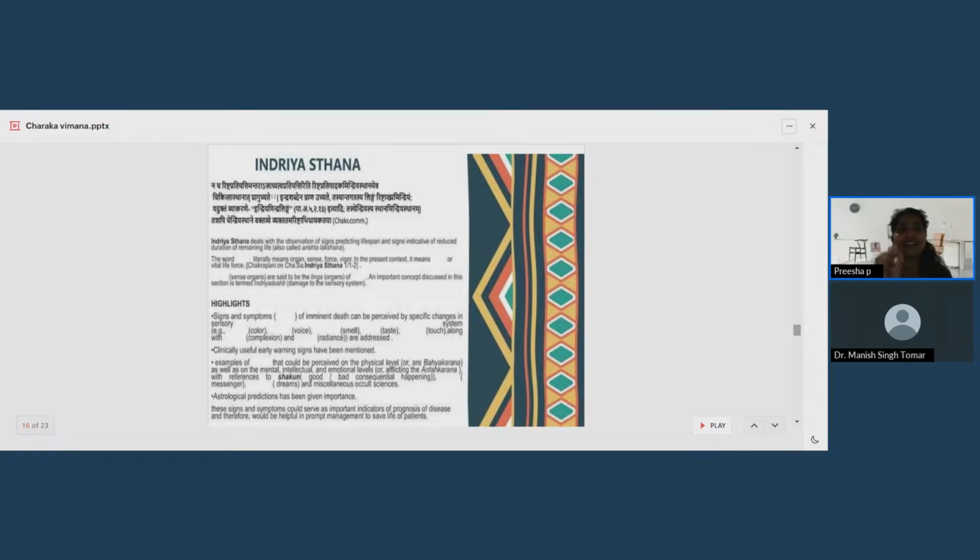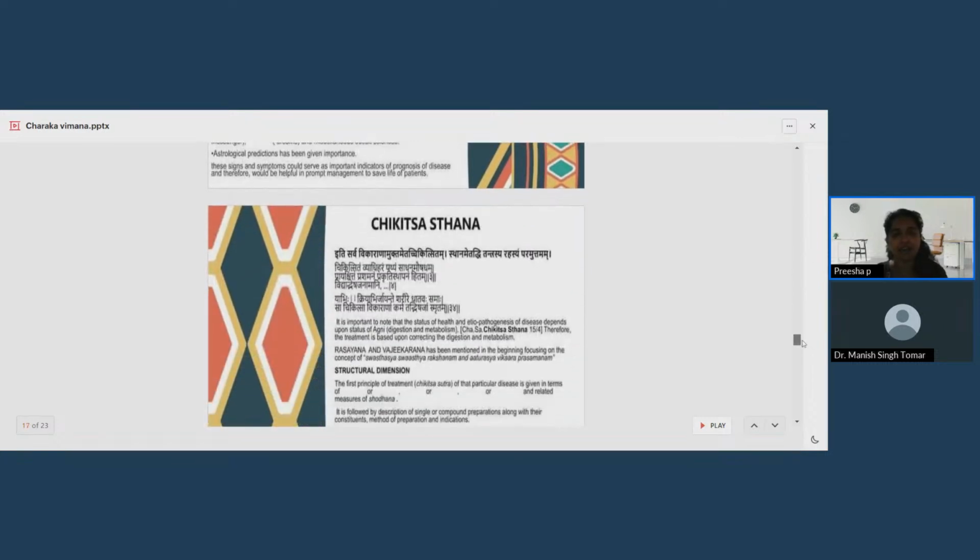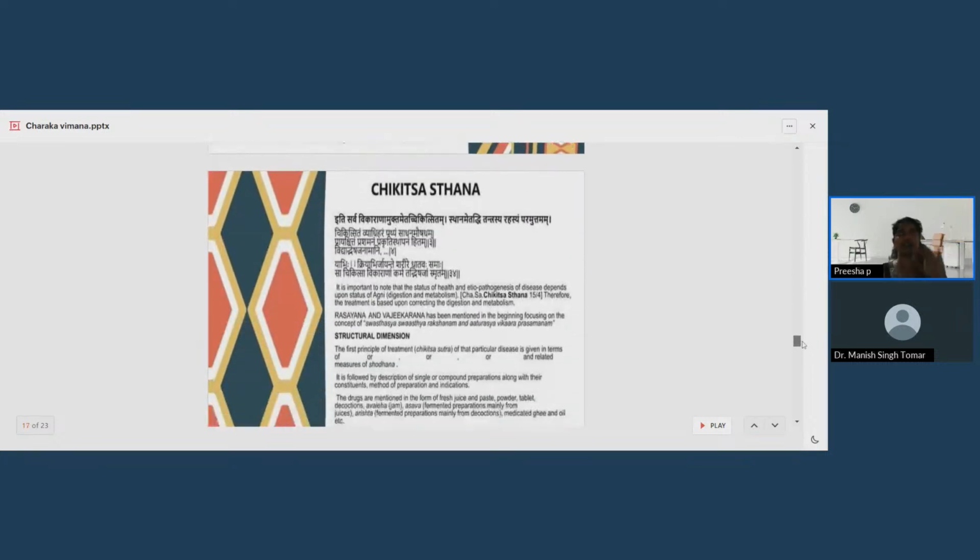That is why it is said, Arishta Pradipatti, Anantaram Asadhyatva Pradipatti, Arishta Pradipadakam Indriya Sthanameva. So here also we have the importance of Arishta in the Indriya Sthana.